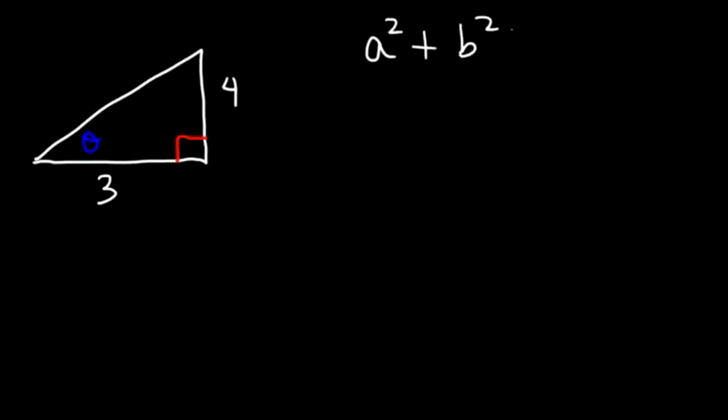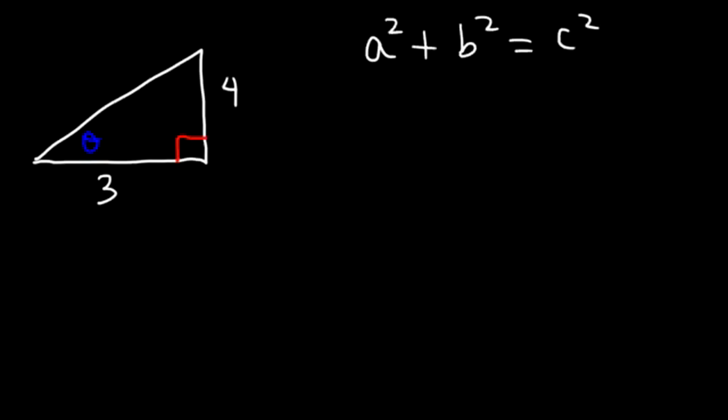Now let's say we're given a right triangle and we have the values of 2 sides. Let's say this is 3 and this is 4, and here's the angle theta. Find the missing side of this right triangle and then find the values of all 6 trigonometric functions: sine, cosine, tangent, secant, cosecant, cotangent. Now to find the missing side, we need to use the Pythagorean theorem.